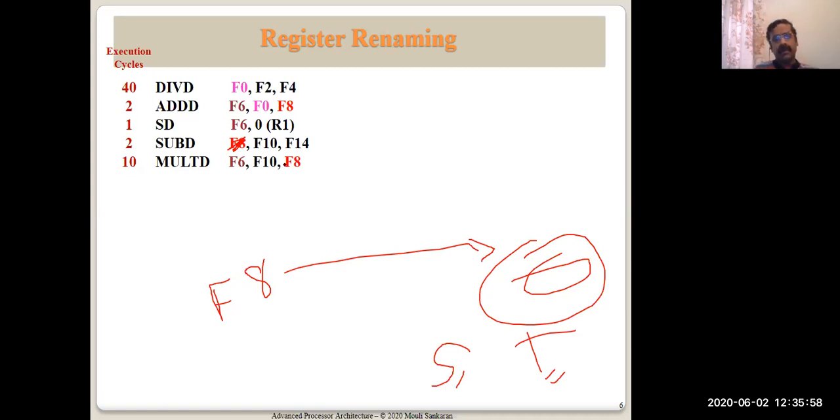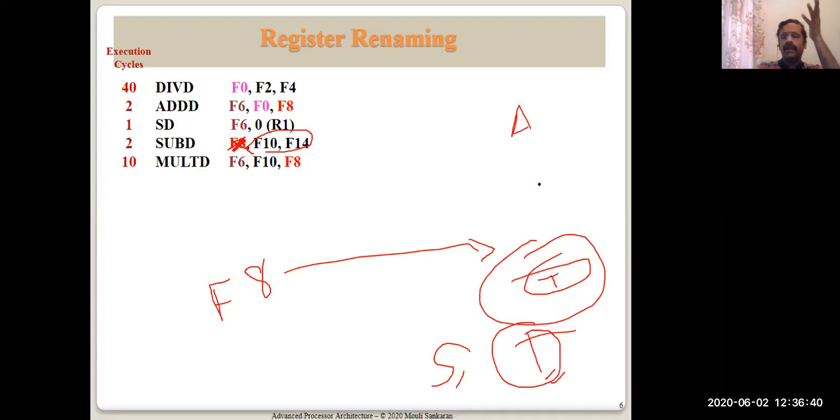It is still SUBD F8, F10, F14. What the CPU is reading is also the same. Once the instruction has come into the CPU, I don't want to use F8 now. I see that the CPU can understand this sequence. Hardware is able to think like a human being, and it is supposed to do it. Hardware is thinking and then trying to avoid the dependency. Now it knows that I am computing a new value. Why not remove this F8 from this instruction and put some temporary register? I will allocate this as a T.